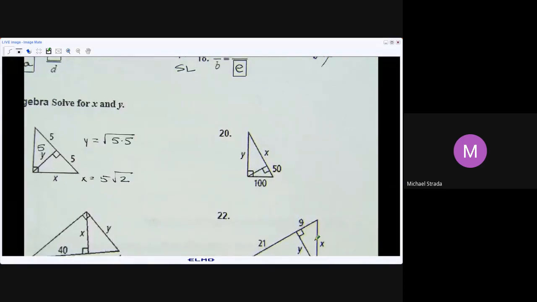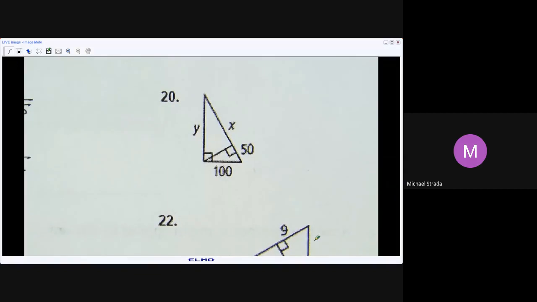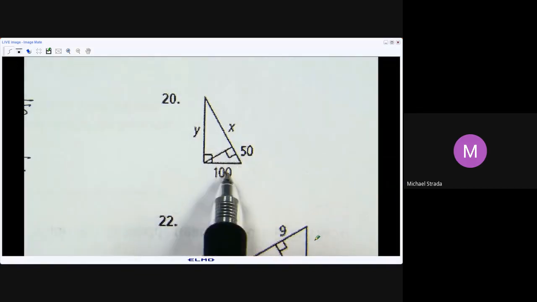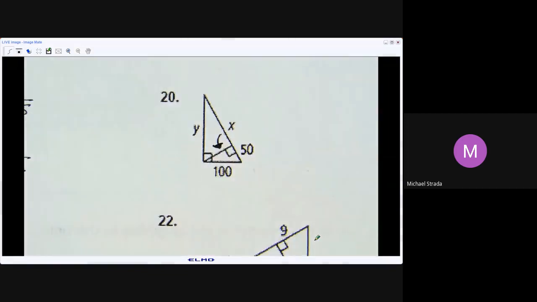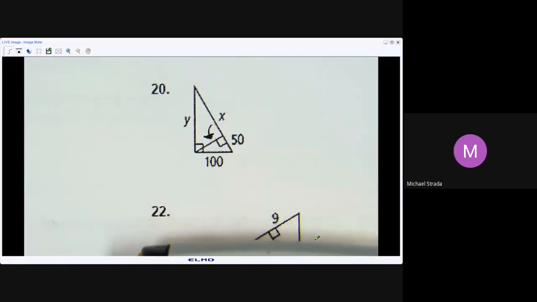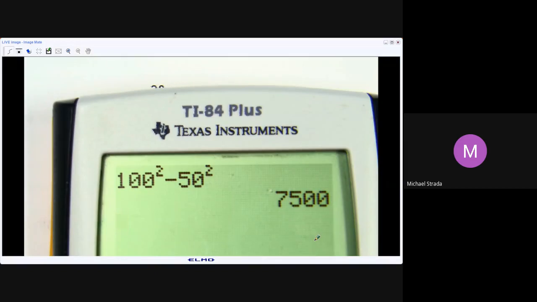Right. So when the geometric mean is not there, at least enough to do it, look for a right triangle. So that's 50 and that's 100. Can I use the Pythagorean theorem to get that side right there? All right. So I'm going to do 100 squared, which is the hypotenuse, minus 50 squared. That's the square root. That's 7,500, square root of that.